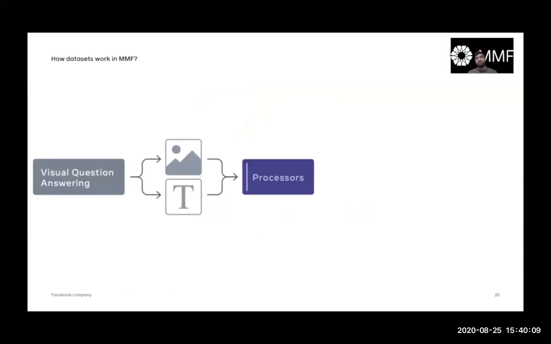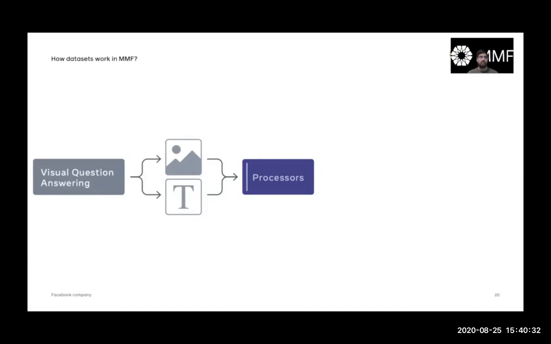So how do datasets work inside MMF? Let's take an example of the visual question answering task. You have an image and text. You pass them to a processor. A processor is a concept inside MMF which takes in something and outputs a variation of the input. Processors can be used for various kinds of things. It's basically a reusable block inside MMF that many datasets can use.